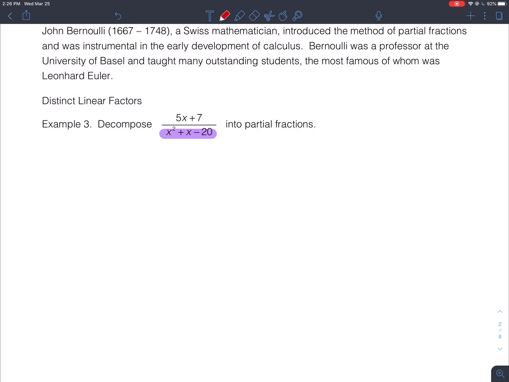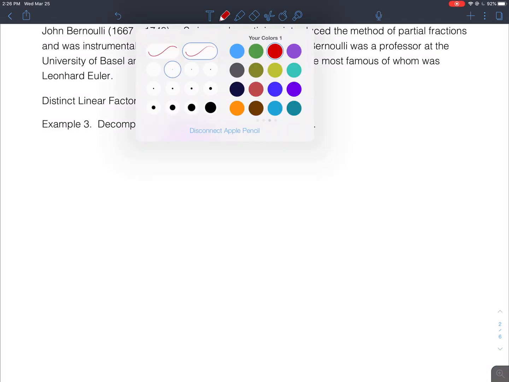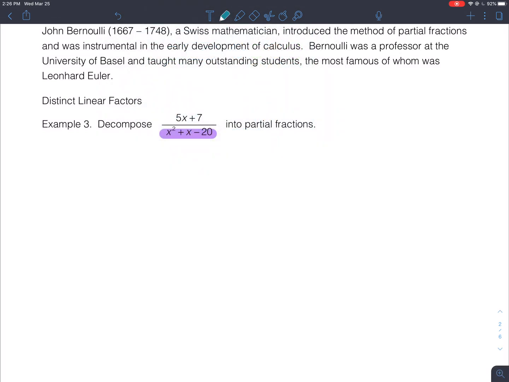We dealt with Euler's number, the number E, approximately 2.718, a while ago. So anyway, John Bernoulli was his teacher. All right, so we are tasked with trying to break this fraction apart into smaller pieces. So here is our job.